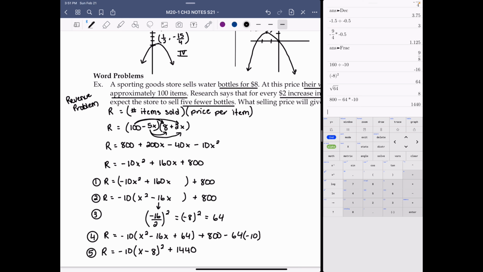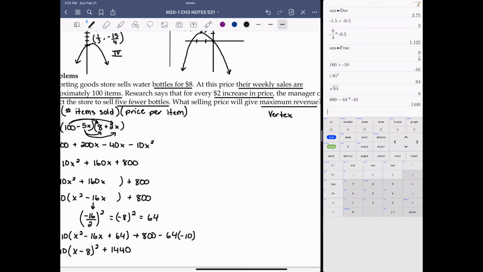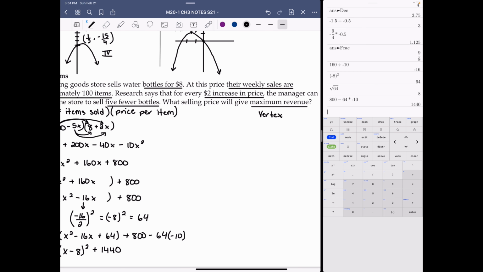Now we can get the vertex. The vertex would be 8. Since it's x minus 8, it'd be positive 8. And the y value is 1,440.